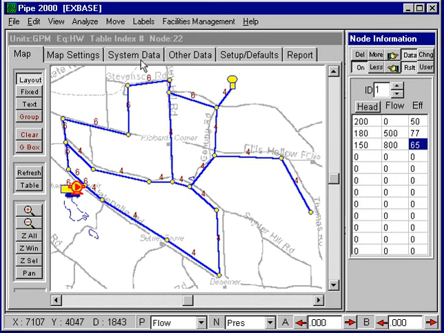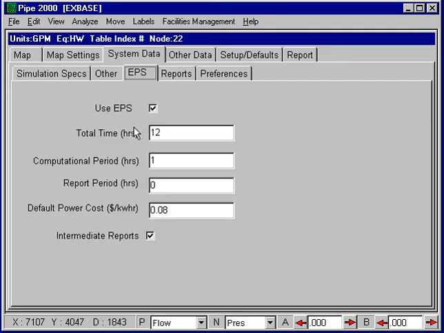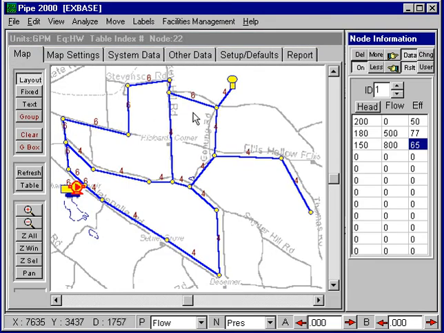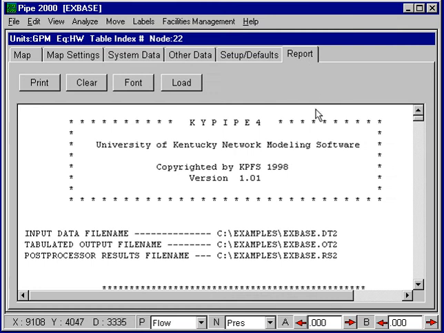And also under the EPS data, we can put in a power cost in dollars per kilowatt hour. And this can actually be a variable rate, but we'll illustrate just a constant rate of 8 cents per kilowatt hour. We're doing a 12-hour simulation at 1-hour increments. So when we do this simulation, the report that we get will show some of the data that we've been talking about.